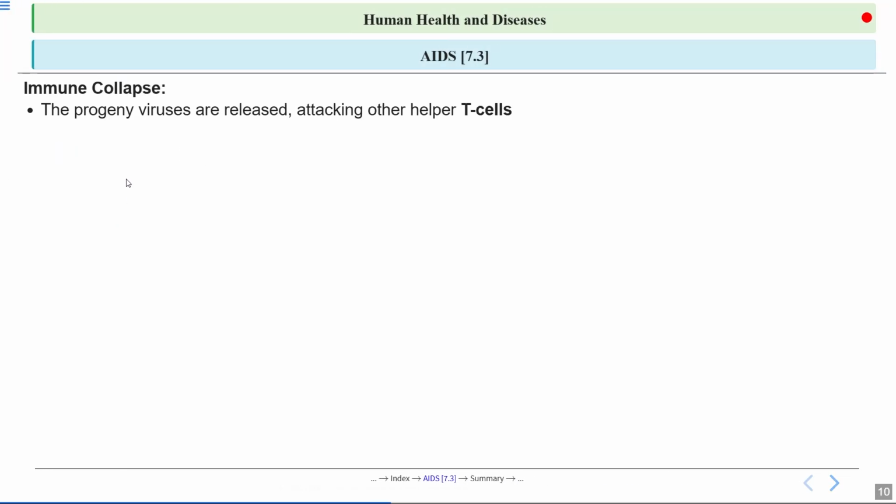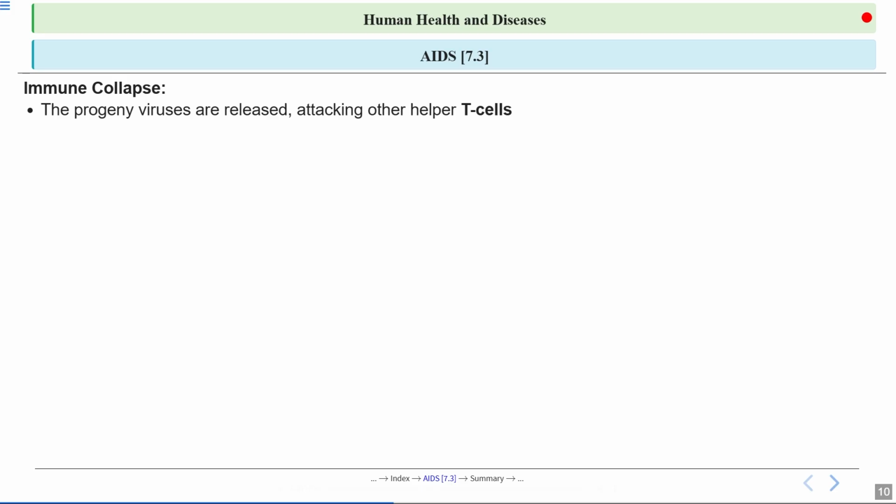Now finally there is an immune collapse. Now let's have a look at what happens when the virus multiplies. The new viruses are released from an infected cell and go on to attack other helper T cells. So these cells are now infecting the helper T cells.